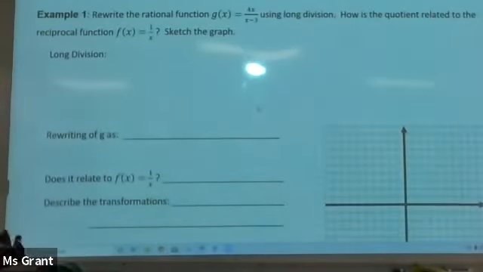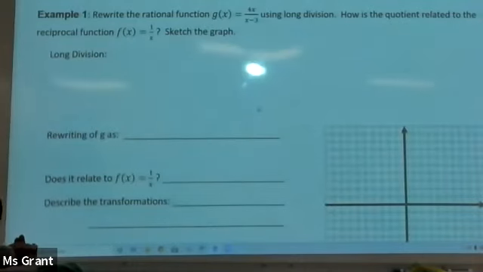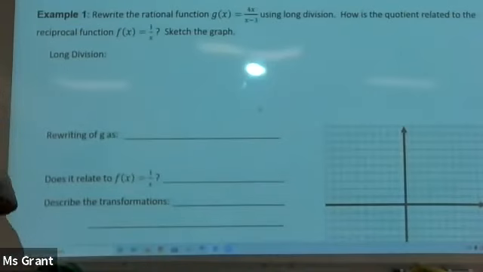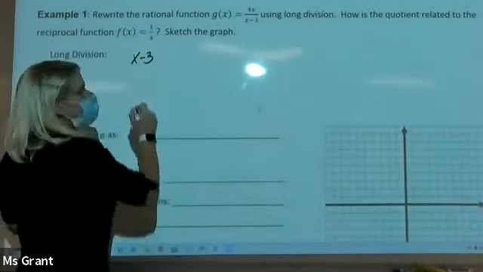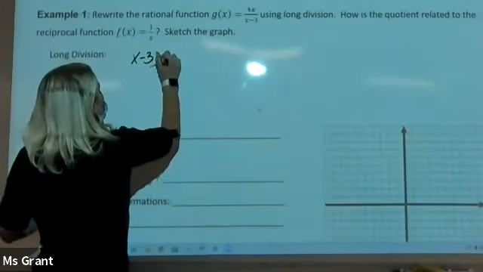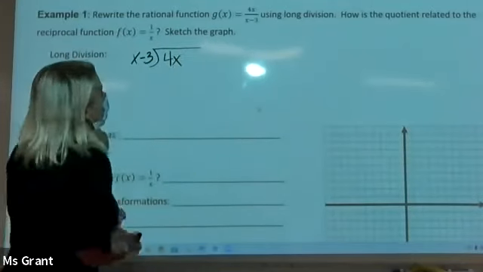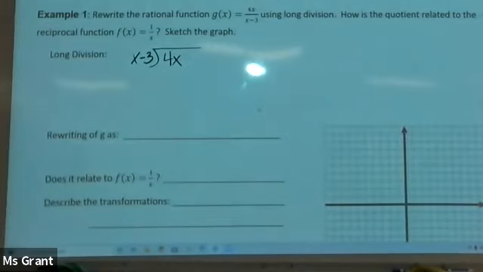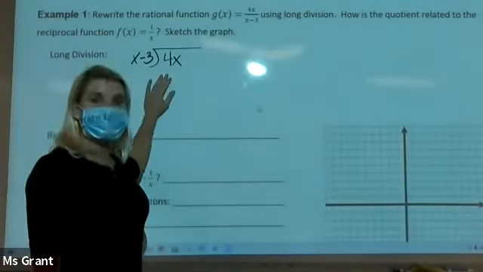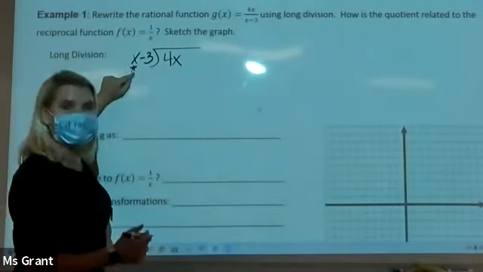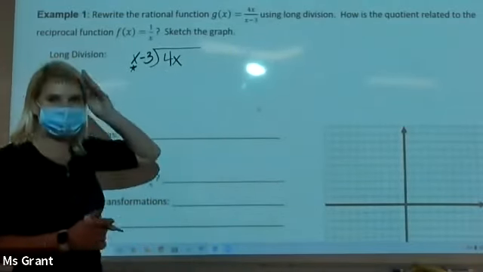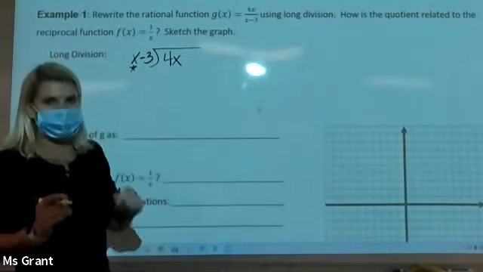So now, rewrite the rational function g of x equals 4x divided by x minus 3 using long division. Long division! That's this, guys. The x minus 3 is on the exterior. The 4x is inside. How is the quotient related to the reciprocal function? Well, let's find out. We've never had a long division problem this short before. Please remember that the x in front, that's the number that I divide by. So first I divide and then I do a little multiplying.